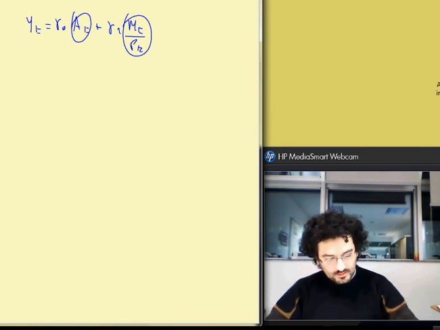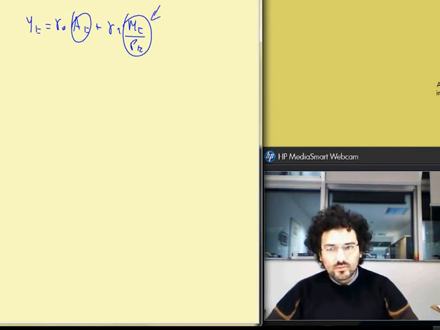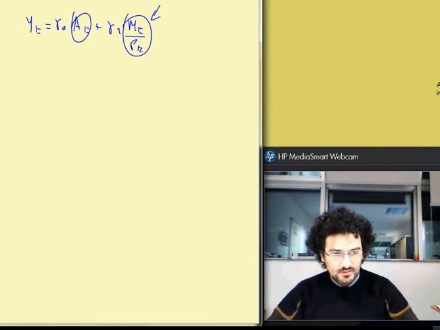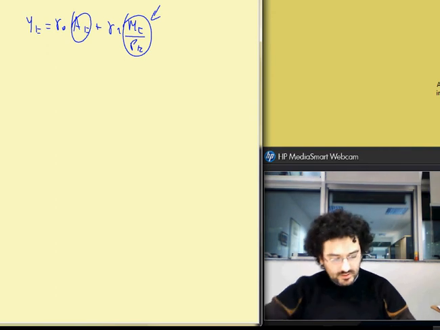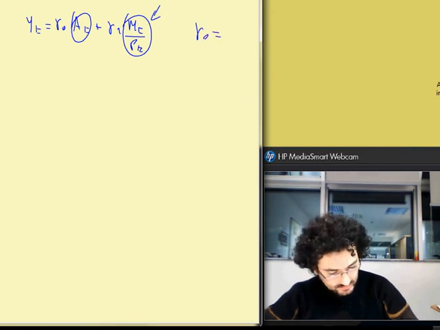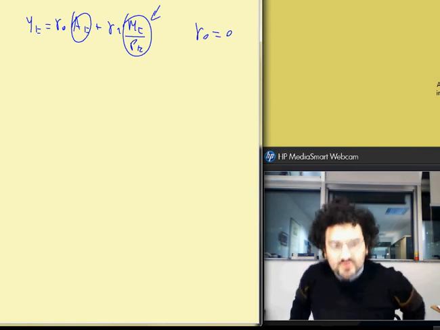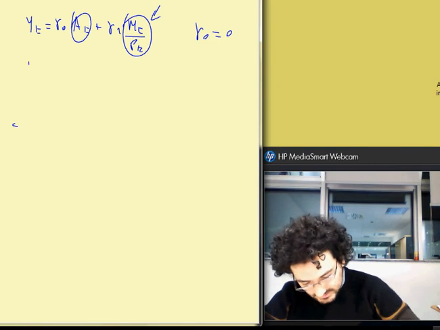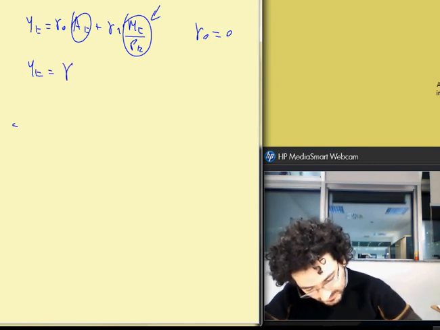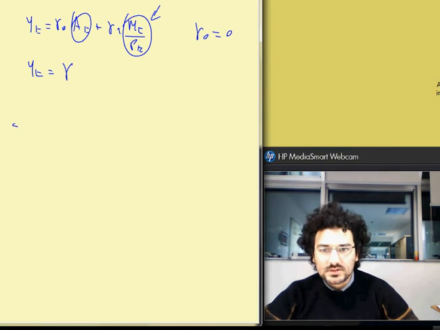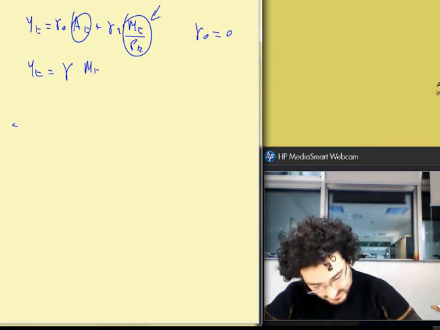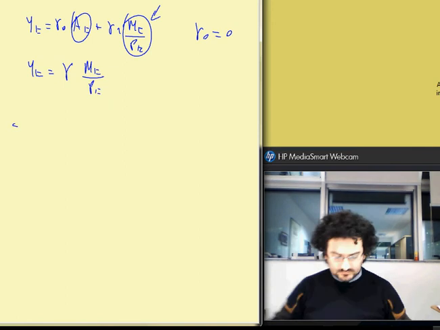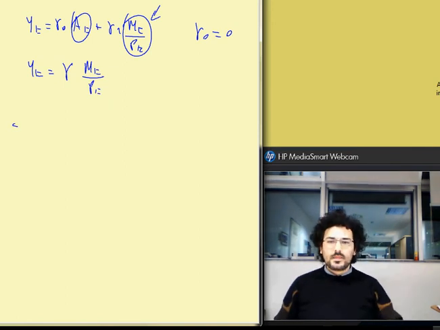Now, if we have, for instance, an increase in the real money stock, we have also an increase in the aggregate demand and then an increase in the GDP, in production. Now we can assume that gamma 0 is equal to 0 because we want to consider just the monetary policy. So we can rewrite this equation as Yt equal to gamma, we can call this parameter gamma, times the real stock of money.